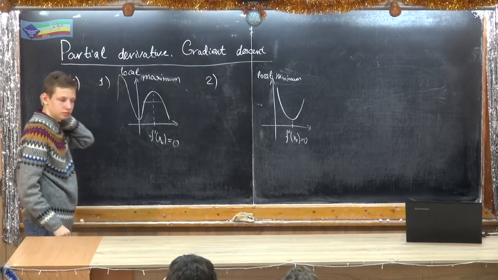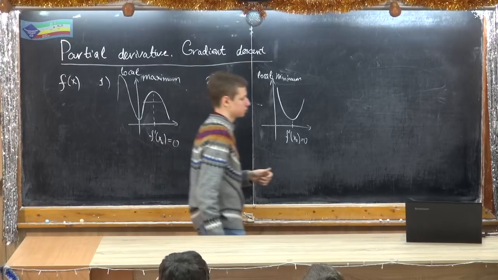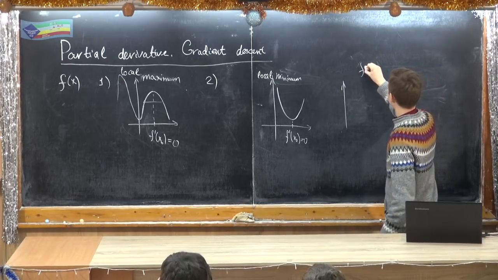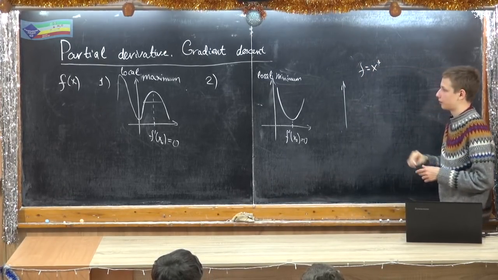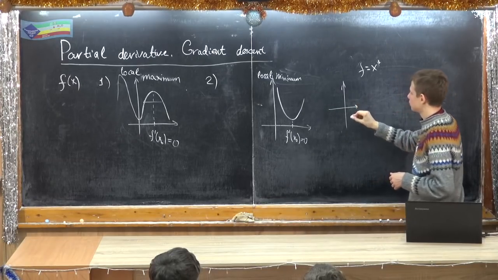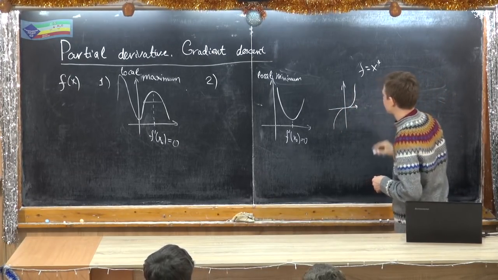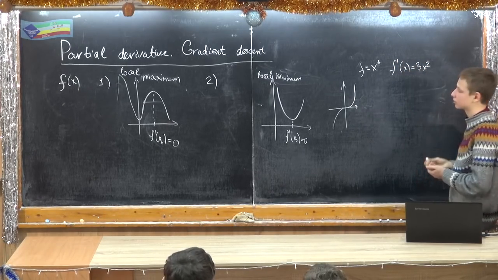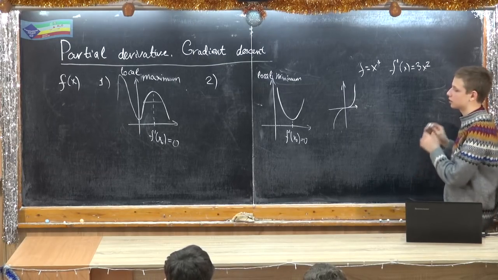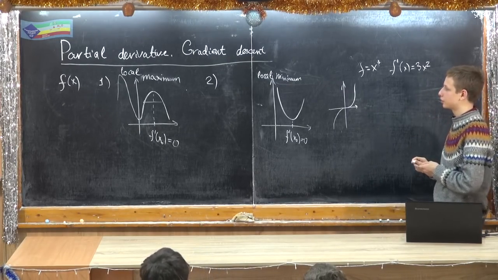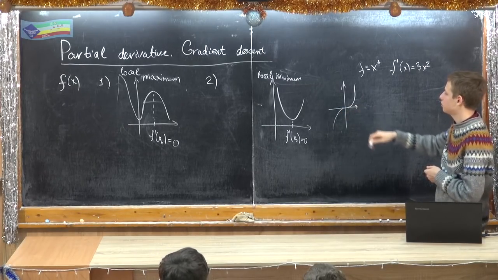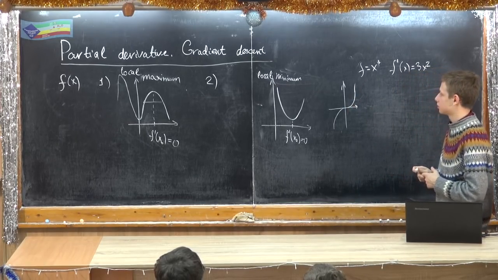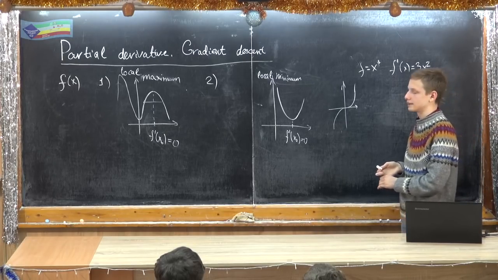And finally, the third one, which you could observe, for example, if we consider the graph of a cubic function, we can see that the derivative of this function is equal to 3x squared, and it's equal to 0 only at point 0. But we don't observe a maximum or a minimum, it just goes up and it goes up again. And because of such behavior, it's called a saddle point.